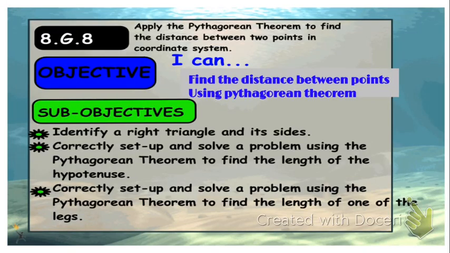Okay, so we're still talking about the Pythagorean theorem, and our objective for this video is I can find the distance between 2 points using Pythagorean theorem. Two sub-objectives are identify a right triangle and its sides, correctly set up and solve a problem using the Pythagorean theorem to define the length of the hypotenuse, and then correctly set up and solve a problem using the Pythagorean theorem to find the length of one of the legs.